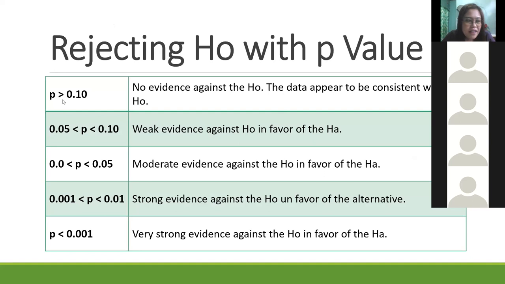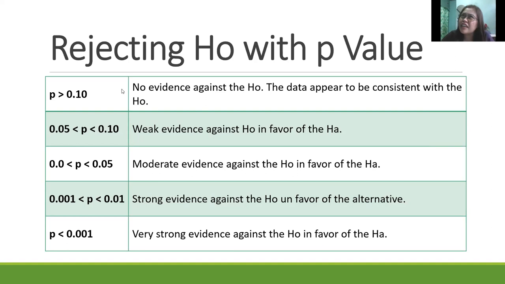So if the p-value is greater than 0.10, then there is no evidence against the null hypothesis. Again, if it's greater than 0.10, there is no evidence that your null hypothesis is wrong. Meaning your collected data is most likely consistent with your null hypothesis. So kailangan nimo i-accept imong null hypothesis.